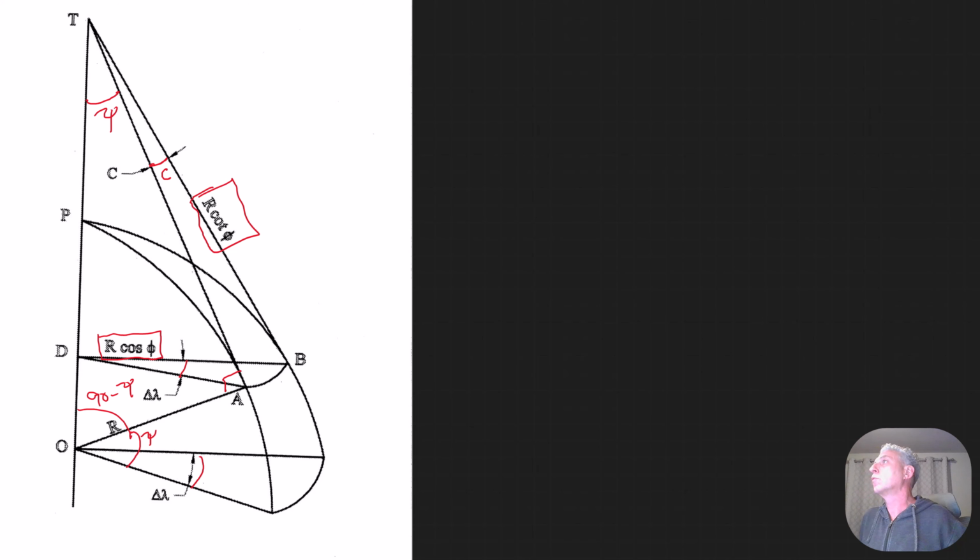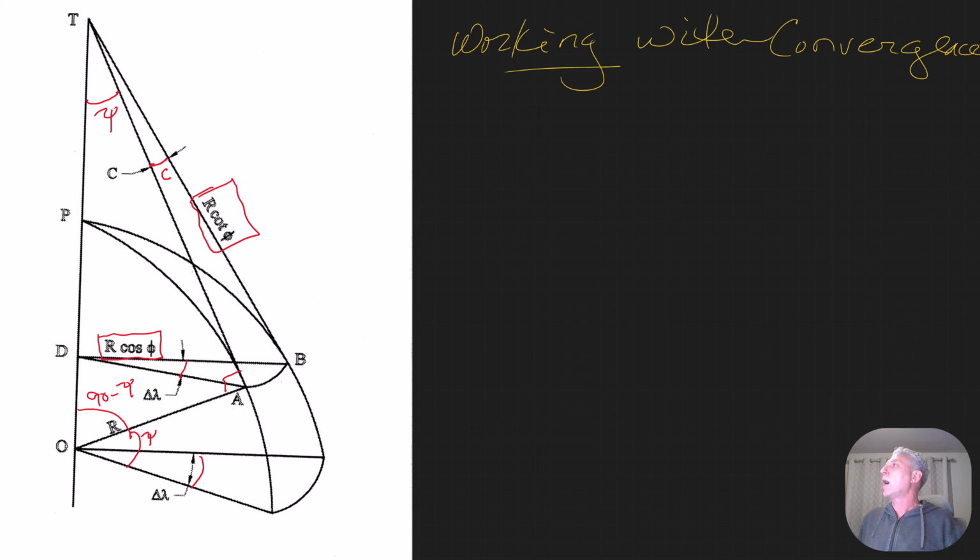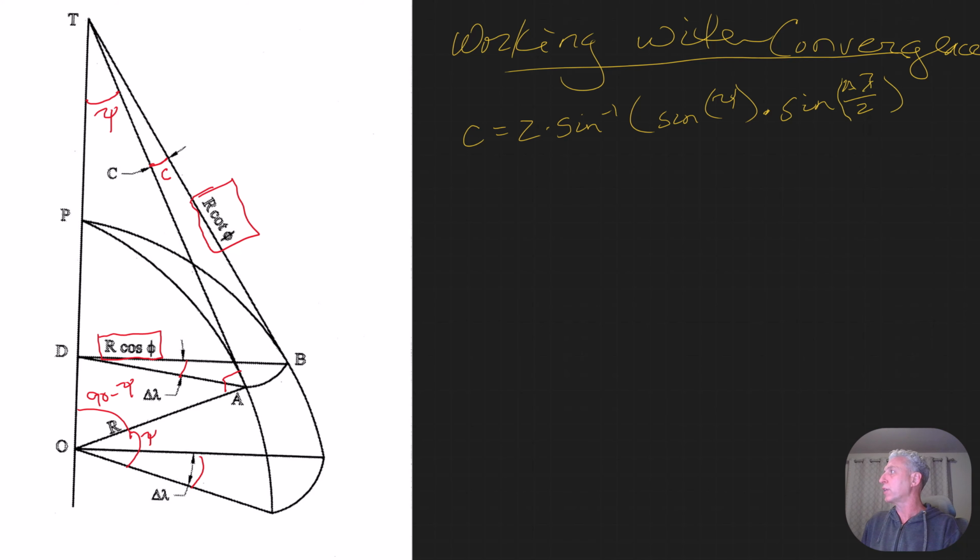So, working with convergence. What we derived last time was the exact formula for convergence, based on using that chord between A and B and then setting two formulae equal and solving for C. We came up with this not too bad of a formula: C, for convergence, equals 2 times the arc sine of the sine of psi, or latitude, times the sine of the change in longitude, or delta lambda, over 2, which came from that chord definition, right?